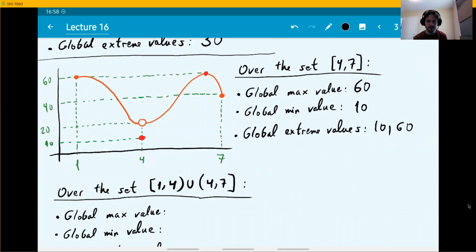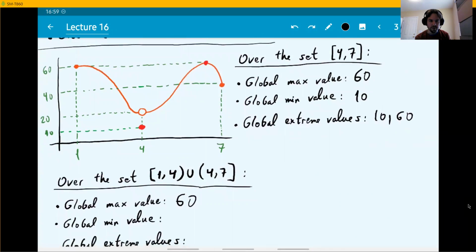The piece that I told you is usually an interval. It might also be something like this, a union of two intervals. So now this is the set that goes between 1 and 7, but excluding the number 4. What is the global maximum value you can find? It is still 60. This time it is attained at two different locations down here. That doesn't matter. There is still just one value of 60. But what is the minimum?